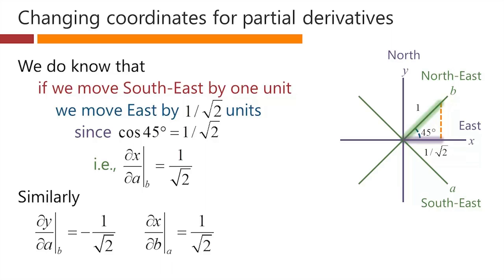Similarly, if we were to move along the b direction by 1 unit, then we would move along the positive x direction by 1 over root 2 units. And that 1 over root 2 is dx by db, partial derivative, at constant a, because we're only moving along the b direction. And that also, in this case, would be 1 over root 2. Similarly, if we ask how much y changes as we move along the b direction here by 1 unit, the answer to that is 1 over root 2. dy by db at constant a is 1 over root 2.